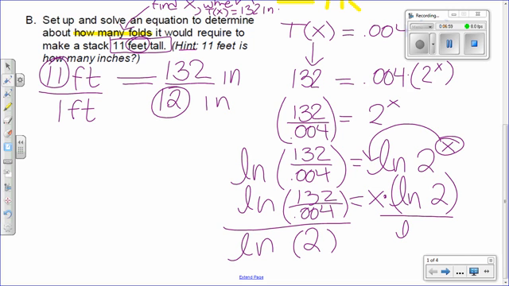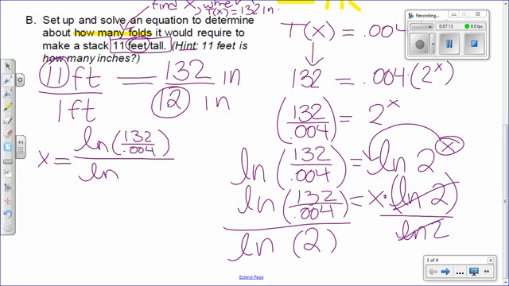We do that because if we were to do that on both sides, it will cancel here, right? So that's the idea of that. You can find x by doing this. Natural log of 132.004 divided by the natural log of 2.